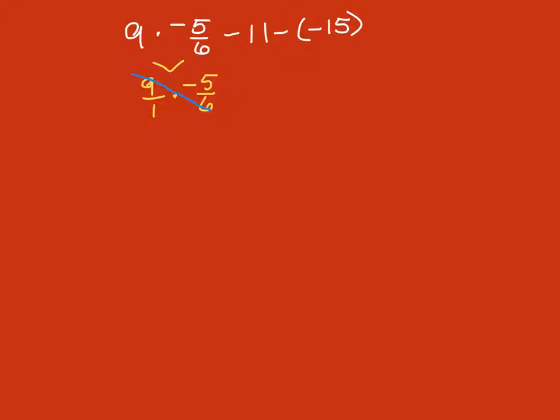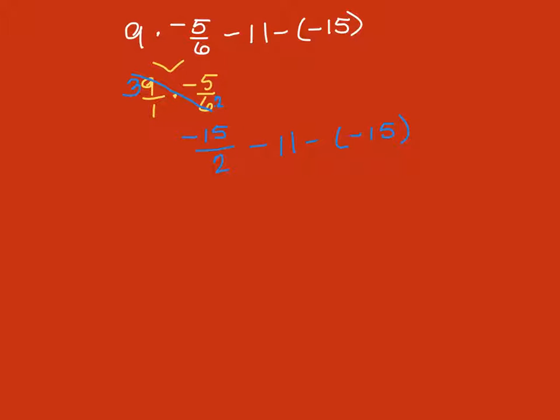But before I do that, I should notice that I can cancel the 9 and the 6, because 3 goes into both of them. So 6 becomes 2, because 6 divided by 3 is 2. 9 divided by 3 is 3. And now I keep the top with the top, so 3 times negative 5 is negative 15. And 1 times 2 is 2. That, of course, is minus 11 minus negative 15.